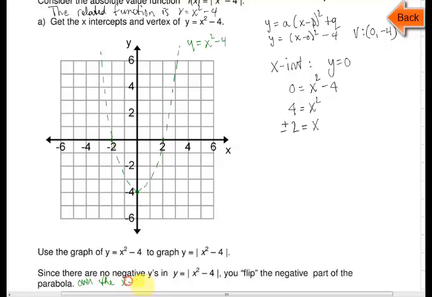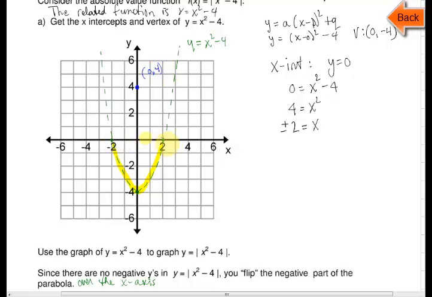the x-axis. Okay, so which part is negative? Well, that is any part which is below the x-axis. We want to flip that over the x-axis. So that means we want to take our vertex, which is at 0 and negative 4, and we want to move it the same number of units above the x-axis. So that's going to take us to 0 and 4.